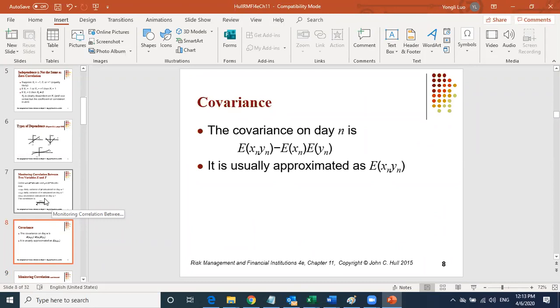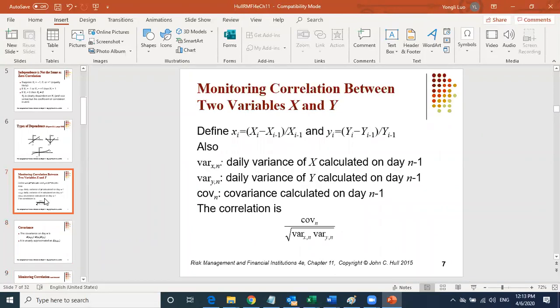When we have this correlation, what we want to do is first define the x variable return. Remember, we define the daily return as the most recent value minus the previous day's value, divided by the previous day's value.